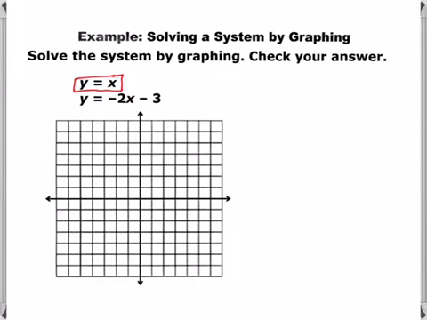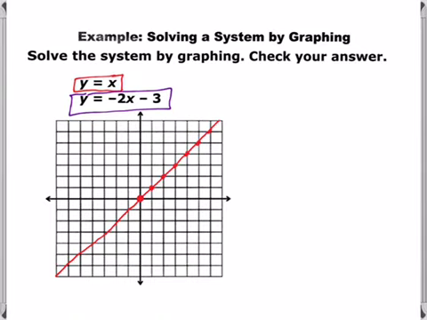So we'll graph the first one. This first equation has a y-intercept at 0 and a slope of 1. So we're going up 1, right 1, up 1, right 1, and we graph the values accordingly. Then we connect our dots, extending our slope the other way as best we can. And that's our line.